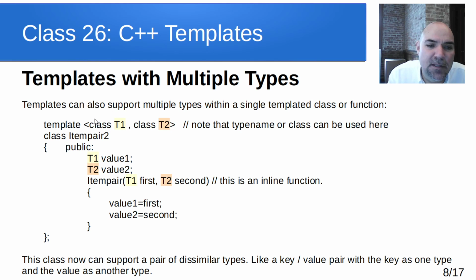So here's template class T1, class T2, and I've kind of highlighted these so you can see where they're being used. So T1 is going to be the type for value1. T2 is going to be the type for value2. And then here we are with the constructor saying T1 is the first, T2 is the second. So if we had an int and a float, those would get plugged in: int value1, float value2. This would have the int for the first, the float for the second, and then we perform the assignment on those.